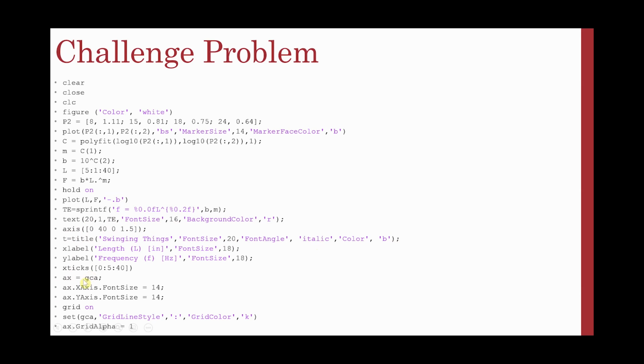And this last bit at the bottom, I'm saying AX is GCA. GCA is graphical formatting, and I'm going to say the dot for axes. These are using some structure arrays that we didn't really cover. And that is it for graphing in MATLAB.